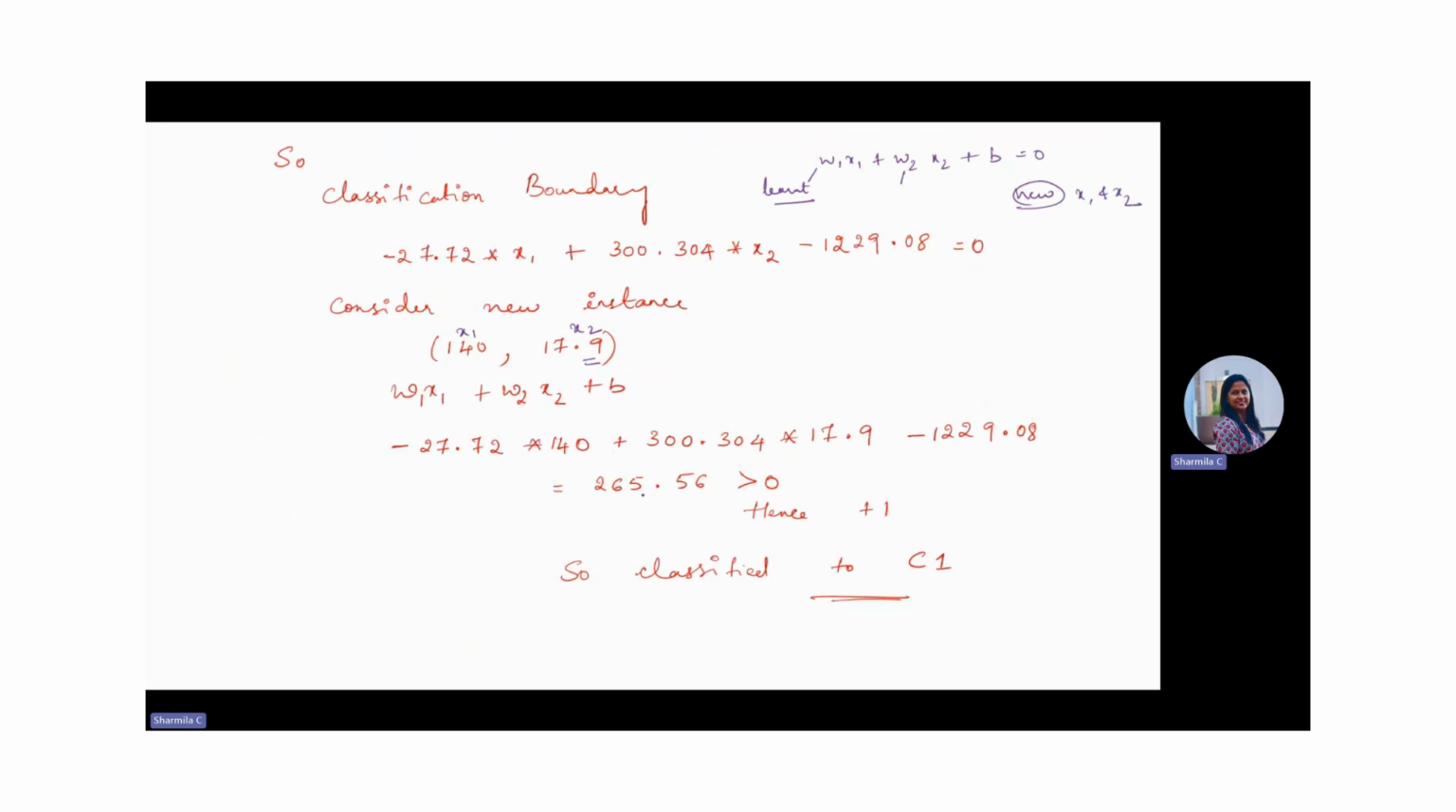265.56. When you give this as an input to the activation function, since this is greater than 0, the activation function outputs +1. Hence, a fruit with the value 140 grams and 17.9 centimeters belongs to which class of fruit? That is the C1 category, or C1 class of fruit. So this is how the classification is done with the help of the perceptron, or the neural net.